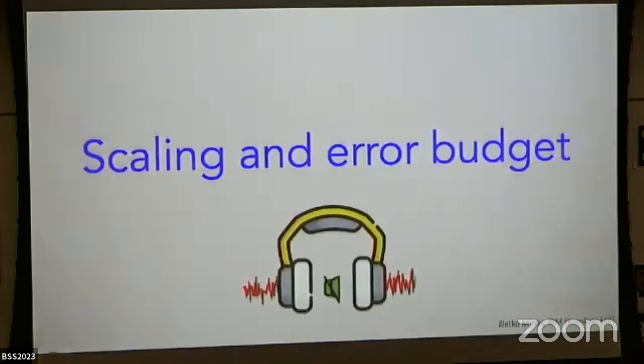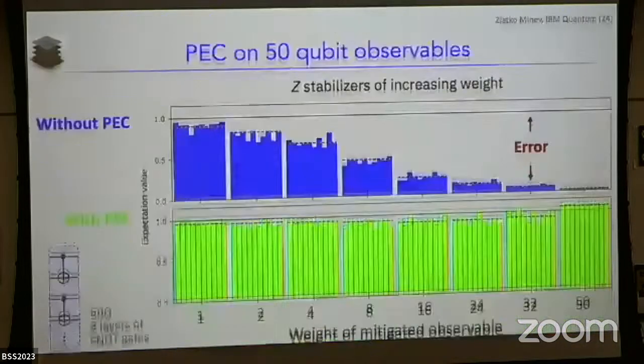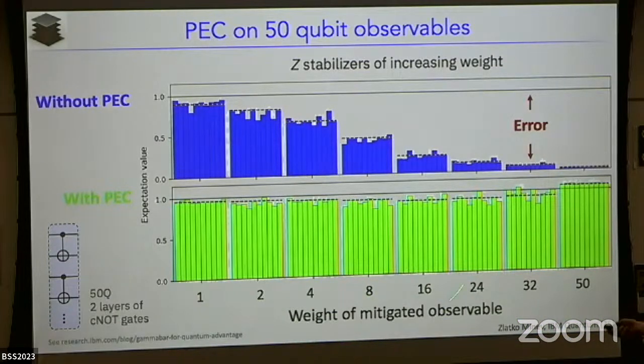I was told that only computer scientists care about scaling and error budget, so we're going to do this one fast unless you really want to know about scaling. This is 50 qubits. Basically, you can do PC even at 50 qubits. Here's a weight 50 observable without PC, but with all the other stuff, and it's basically zero. When you do PC, you can recover it with high accuracy.